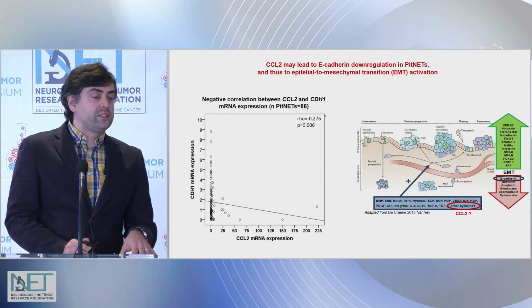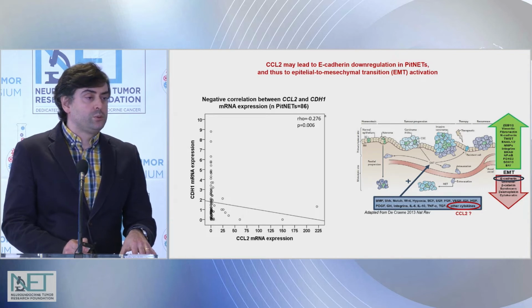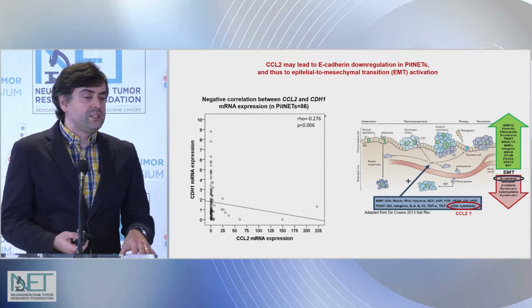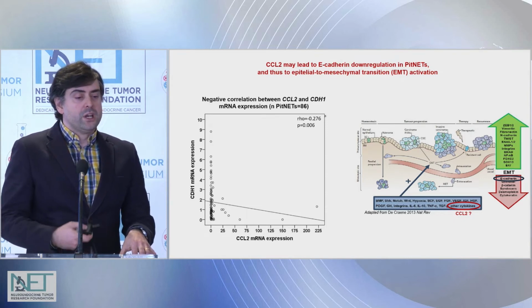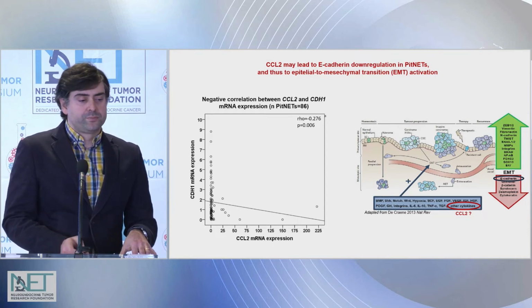Interestingly, we found a negative correlation between CCL2 and the expression of CDH1, which encodes E-cadherin, a key protein for the epithelial to mesenchymal transition. So CCL2 seems to lead to E-cadherin downregulation and therefore to an activation of the EMT pathway, which is important for tumor aggressiveness and evasiveness.